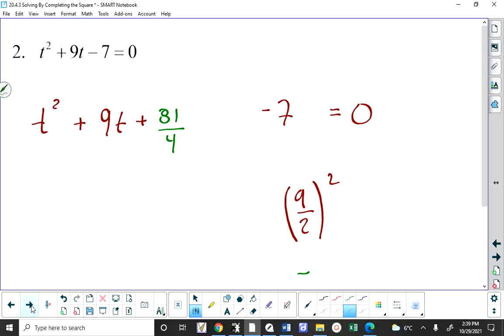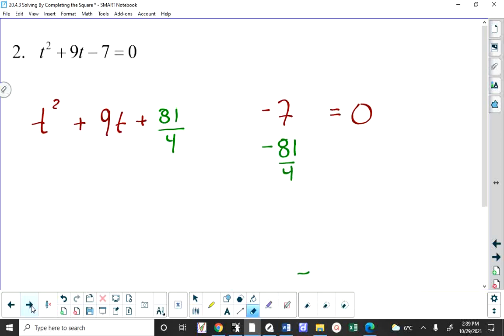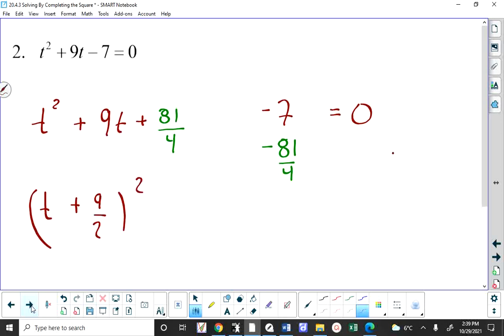I do need to subtract 81 over 4. This becomes t plus 9 halves, quantity squared. And then we have to figure out what this is. I'm old school, so I'm going to do it by converting to a common denominator. I'm going to have over 4, 28 minus 81. I want to say 33. No, 53. Negative 53. 81 minus 28. Negative 53 on the top. Okay. Negative 53 quarters equals 0.